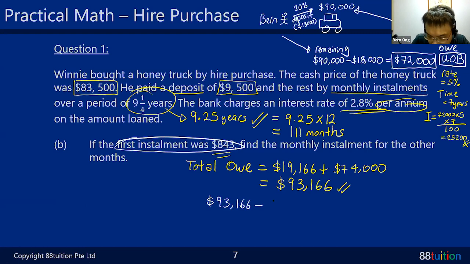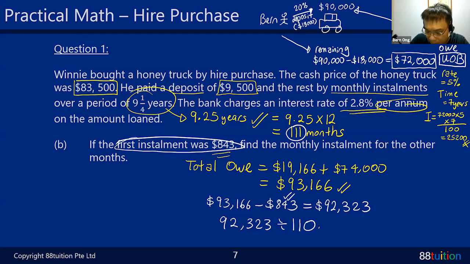93,166 must minus my very first month first. Then this remaining amount, 93,166 minus 843, gives 92,323, which I need to spread among how many months? Remember, it's 111 months, but the first month is already paid. So you need to distribute the 92,323 across 110 months. You divide by 110, and every month you have to pay $839.30. That's the answer. Can you see?